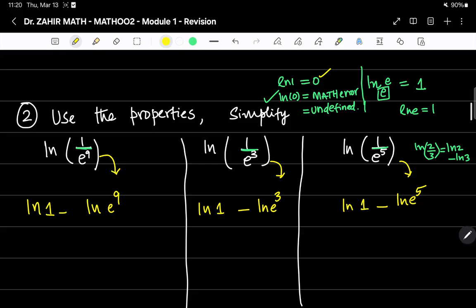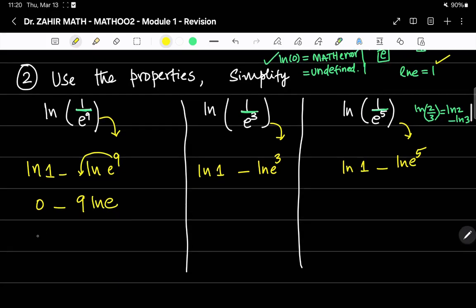ln 1, just now I said the value is what? 0. This 9 comes here, so 9 ln e. What is the value of ln e? Which is 1. So 0 minus 9 is minus 9.